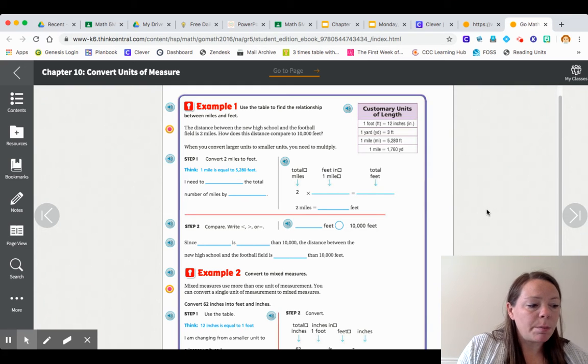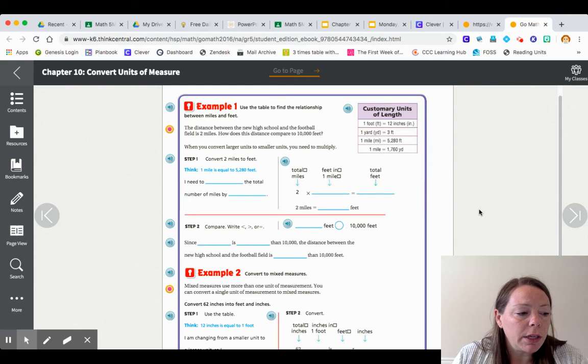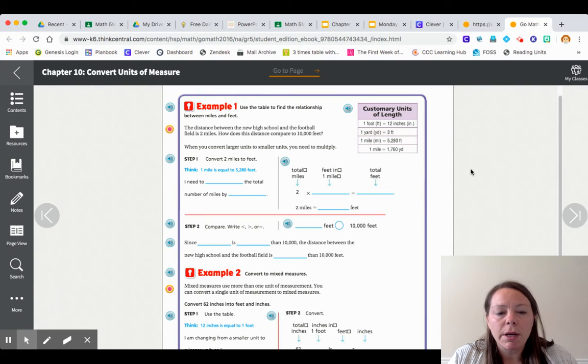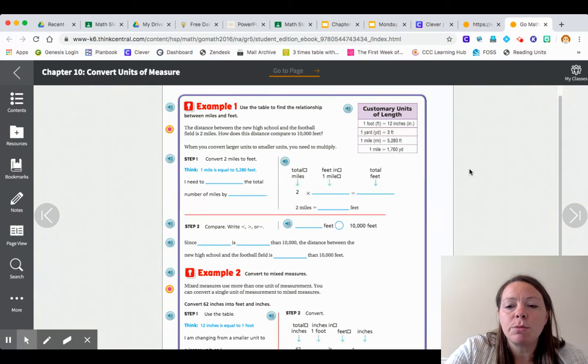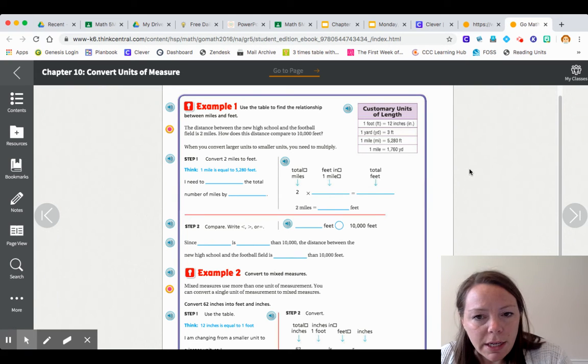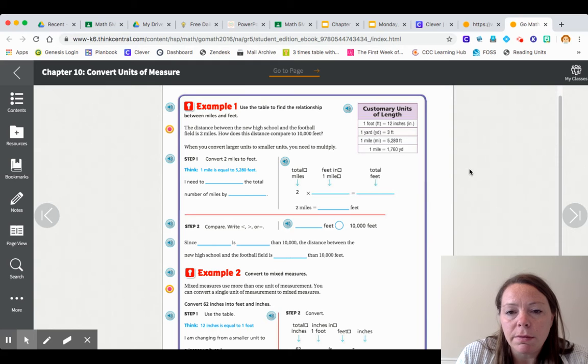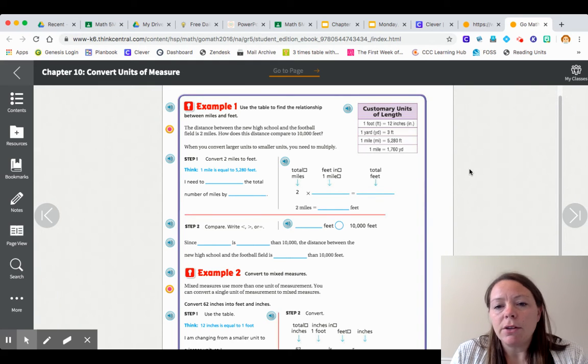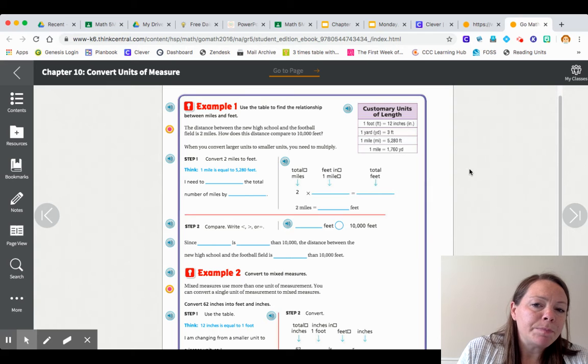10.1 is comparing, contrasting, and converting customary units of length. Okay, so customary measurements are those measurements that we use in the United States. The rest of the world, or most of the rest of the world, uses the metric system. The United States uses customary units of length. So that's when we're talking feet, inches, yards, and miles.